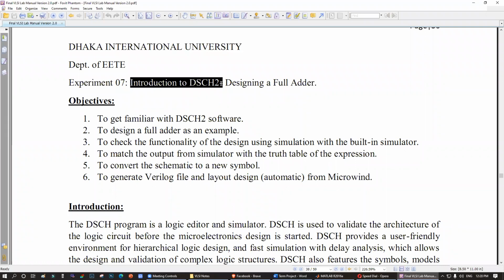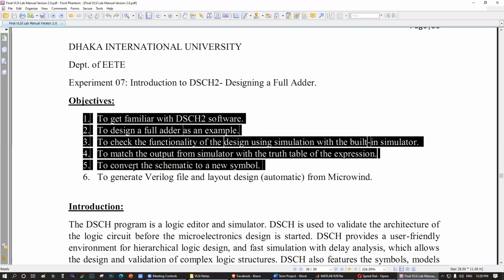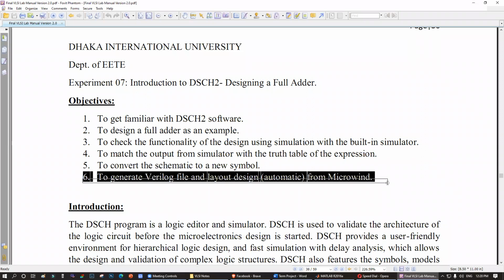Remember the 7-segment display? Today we will be doing a full-fledged lab, designing a full adder. Have we done this or not? No, sir. Okay. Today we're designing a full adder: to get familiar with the software, to design a full adder as an example, to check the functionality of the design using the built-in simulator, to match the output from the simulator with the truth table of the expression, and to convert the schematic into a new symbol. Up to this we will do. The objectives we will do later, not now.